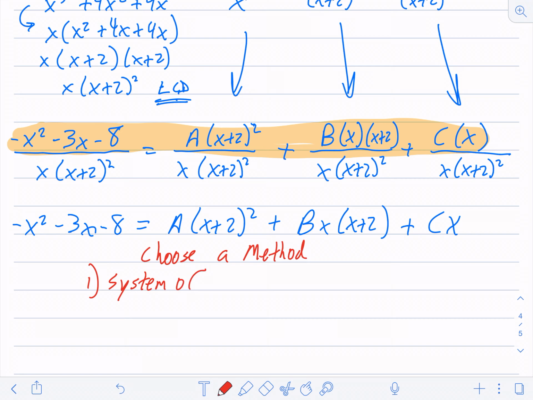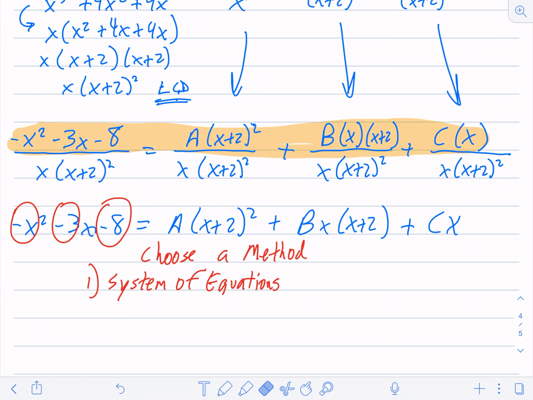System of equations. That would be where I would multiply all of these out, right? And I would look at the x squared terms. They all add to where a, b, and c that had x squareds, that would have to equal -1. And the ax and the bx and the cx would have to equal -3. And the ones that had the constant terms, those would equal -8. I would get 3 equations with 3 unknowns, and then I could solve. Well, 3 equations and 3 unknowns, that's a little bit of a pain in the neck to solve, right?